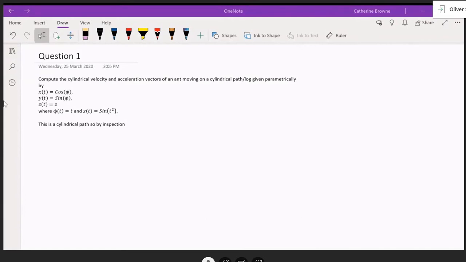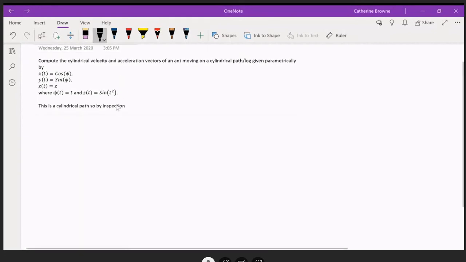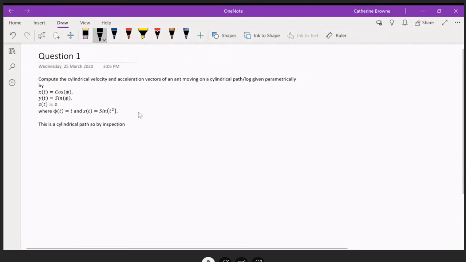Sorry, I've lost my mouse. There it is. So, in cylindrical coordinates, you'd have x equal to rho cos phi and y equal to rho sin phi. So just by inspection, it's a cylindrical path, and we can see that the radius rho would be given by just 1 in this case. It's just a constant, so the radius of the cylinder is not changing. And so we're in cylindrical coordinates.